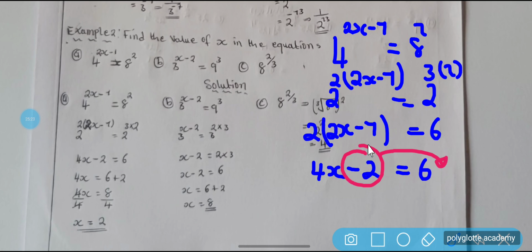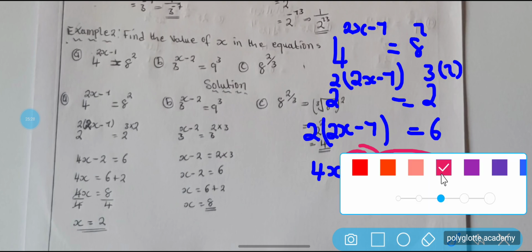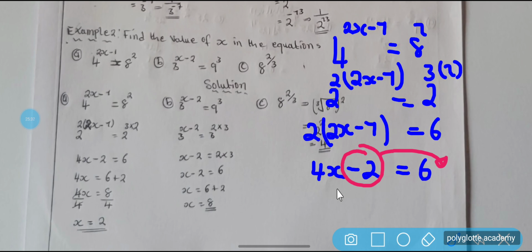We're going to carry minus 2, cross this equal sign and put it this way. So when a number crosses an equal sign, the sign of that number changes. So we have 4x equal to 6 plus 2. Because this minus 2 crosses this way, it becomes plus 2.